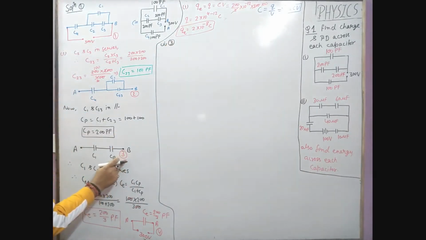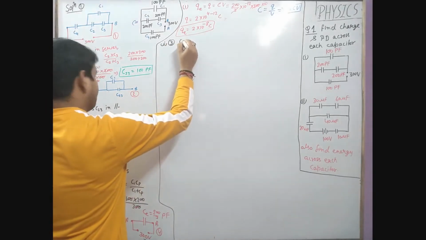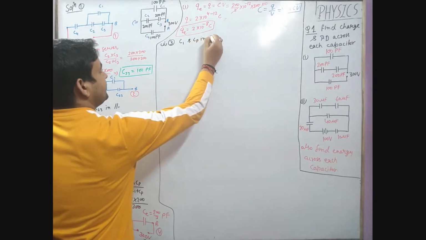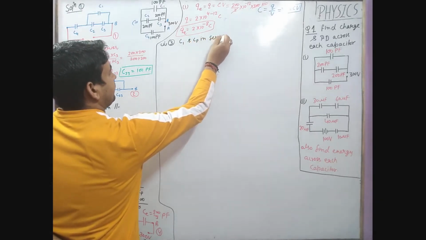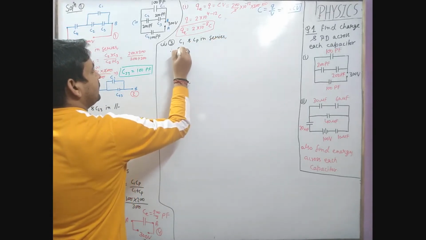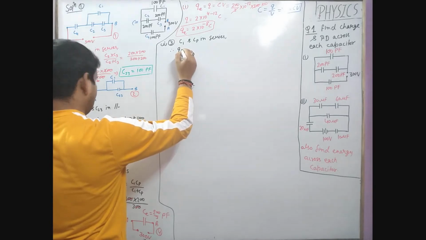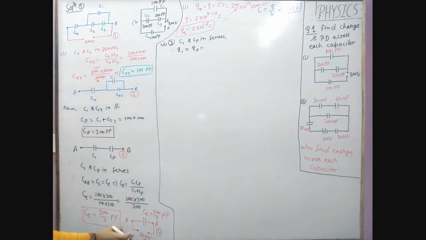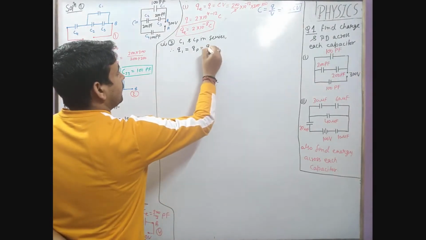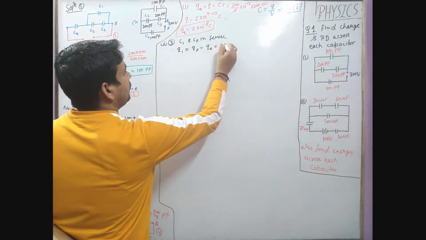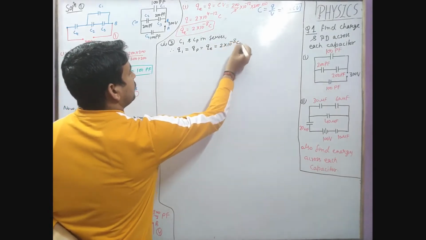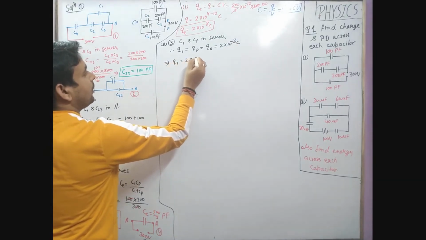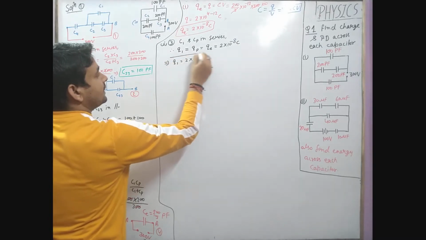Figure 3, or the third situation: C1 and Cp in series. Therefore, charge Q1 equal to Qp equal to this much, that is QE, which is equal to 2 into 10 to the power minus 8 coulomb. Now you will calculate from here: charge Q1 is equal to 2 into 10 to the power minus 8 coulomb. This is the first case.